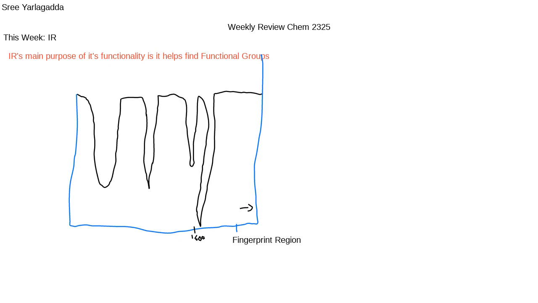So something like this, okay? And if you see, there are sharp peaks and broad peaks, and we'll learn about the differences of that. You will mainly deal with sharp peaks because that's the majority of the functional groups. Broad peaks are only reserved for two specific functional groups.